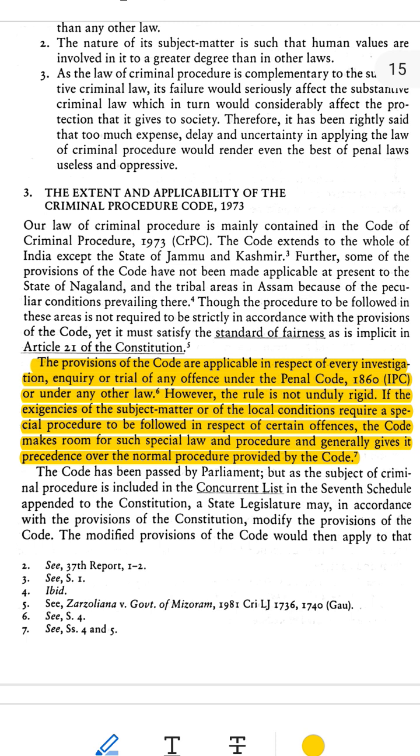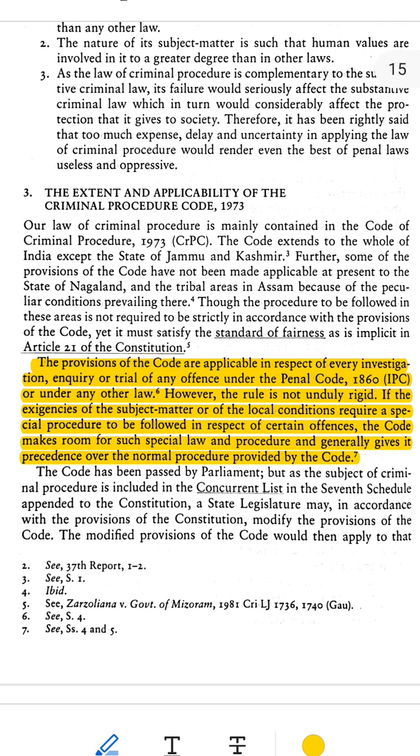Example: a crime like theft in a remote tribal area may have special ways of investigation because of the local customs, culture, or difficulty in accessing resources. The usual police procedures might not fit those unique conditions.